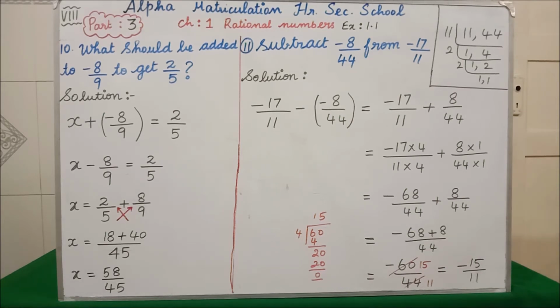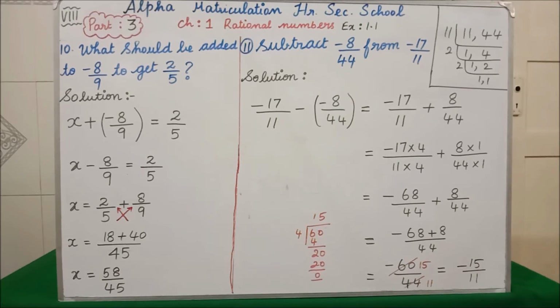One plus and one minus means what do we have to do? We have to subtract, and after subtracting we have to take the sign of the greater number. 68 minus 8 is 60. What is the greater number here? Minus 68. So minus 68 is the greater number, and for that we have the minus sign. So our answer is minus 60 divided by 44.